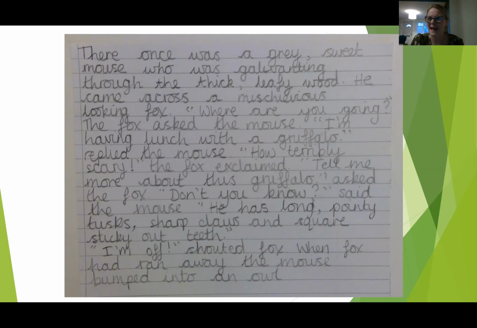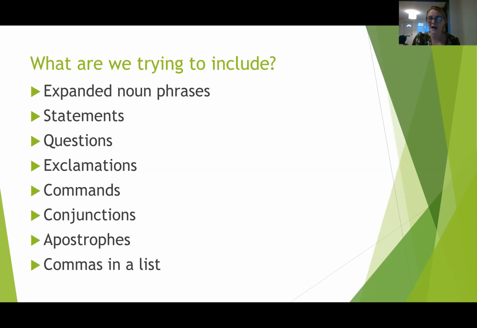So can you see how I'm telling the same story as the Gruffalo, but I'm not copying it, I'm rewriting it in my own words. So I'd like you to pause the video now and have a go at writing your own version of the Gruffalo, trying to include all or as many of these things as you can. Off you go.